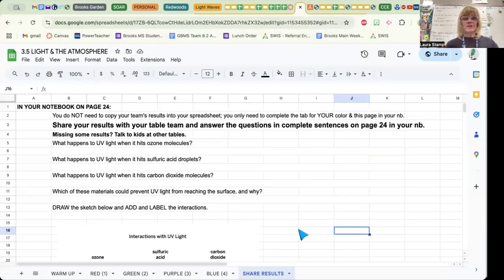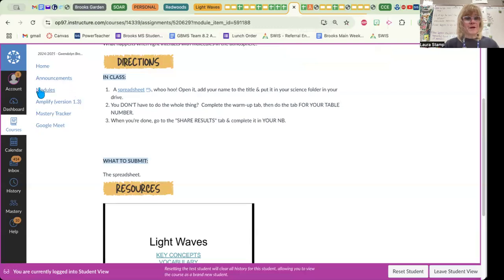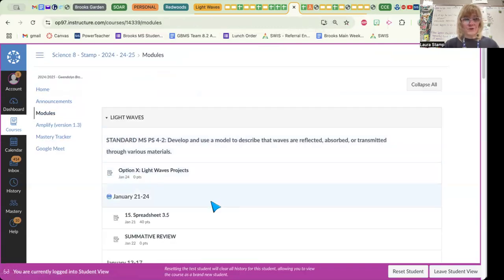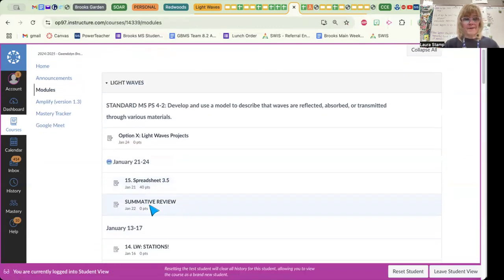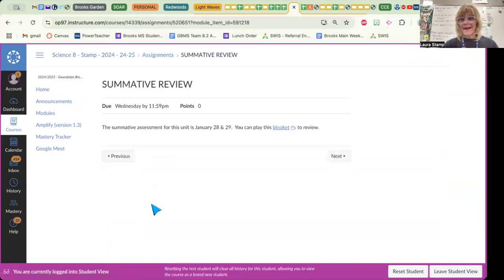Now, if there's only 2 kids at your table today, you can either combine with other tables and work on it all together, or you can just go and ask the kids for the rest of the results. All right, but you will have to talk to each other about this. All right, if you finish and you have time, go ahead and go to the summative review here, and you can play the booklet. Okay, that booklet is a good start to review. You have a week to study for the summative.